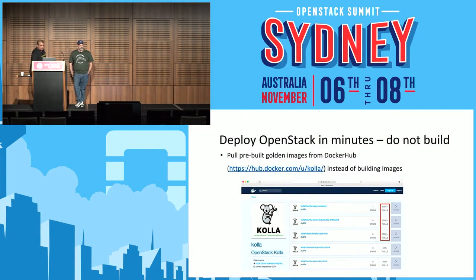This is the new feature that was added in the previous release and a half, Ocata, where the user doesn't have to build anymore. We found out that the user was spending a lot of time just building images, so there's a way to pull pre-built golden images from Docker Hub and just pull and run, so they don't have to build Dockerfiles or even see any Dockerfile. They can just pull and run. That's how Kolla is tagged. It's already over 100,000 pulls in Docker Hub.